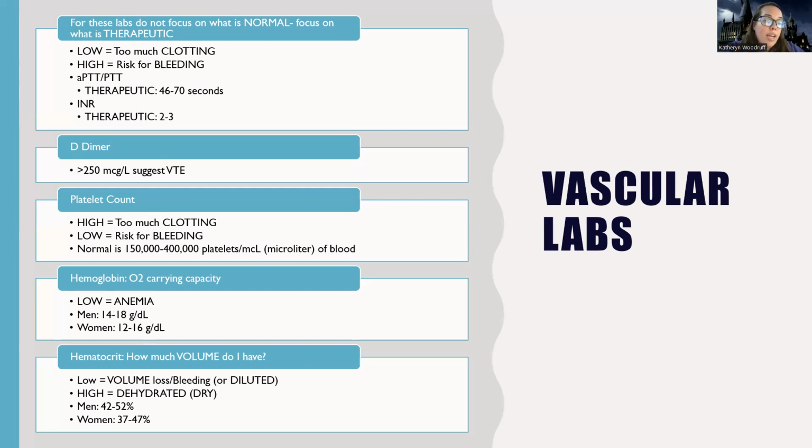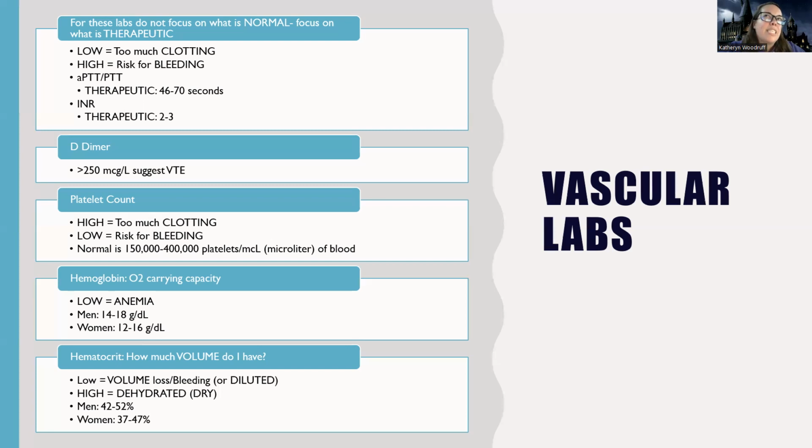We also want to check a hemoglobin. That's our oxygen carrying capacity. The reason we're checking a hemoglobin for these patients is because they're on a medication that can cause them to bleed or have blood loss. So I need to monitor that closely to make sure they are not losing blood.